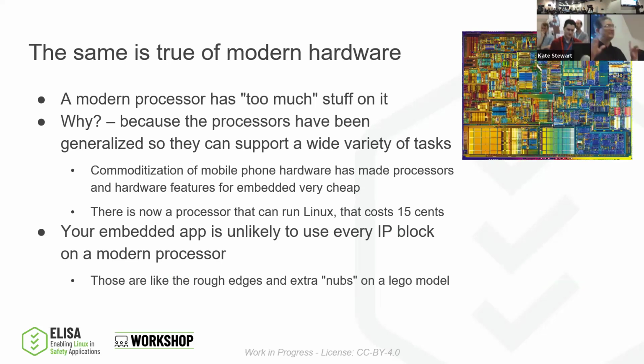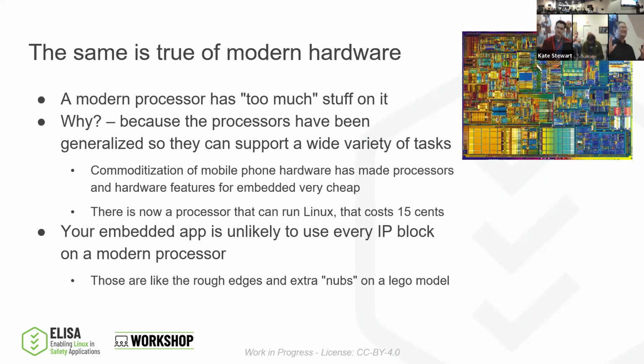If you translate this into technology terms, the same thing is true of modern hardware, right? A modern processor has too much stuff on it. It has way more stuff than you're going to use. A mobile phone processor has, I don't know, like 14 communications channels for I2C and all this junk. You've got a bunch of not dead, but unused silicon. And why is that? Because they're trying to generalize it. They're trying to make the processor as usable in as many contexts as possible.